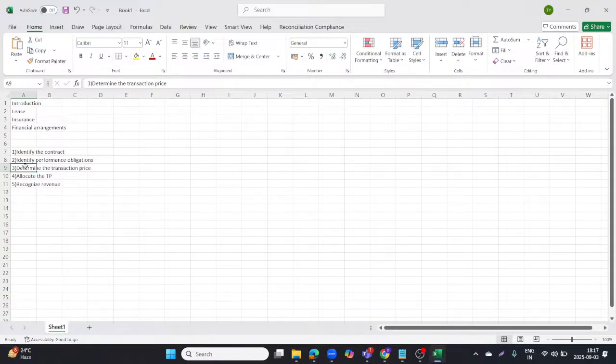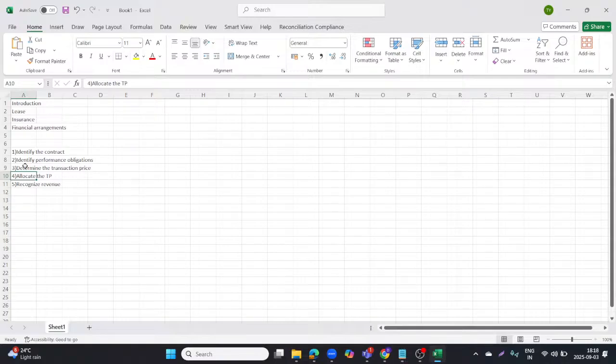Step 4, allocate the transaction price. Standalone selling price is the price at which an entity would sell a promised good or service separately to a customer. There are various methods to estimate the selling price. First, the adjusted market approach. Second, the expected cost plus margin approach. Third, the residual approach. Under step 4 only, when the transaction price changes, it should be allocated to one or more, but not all, distinct goods or services.